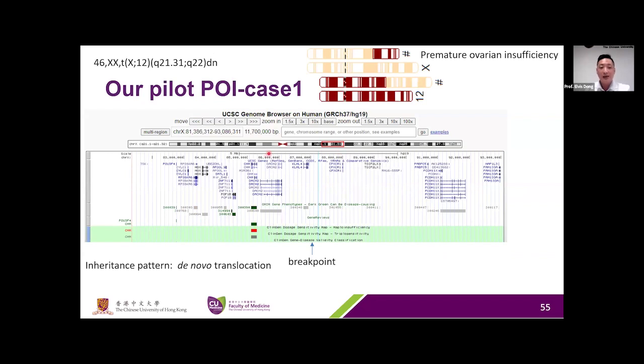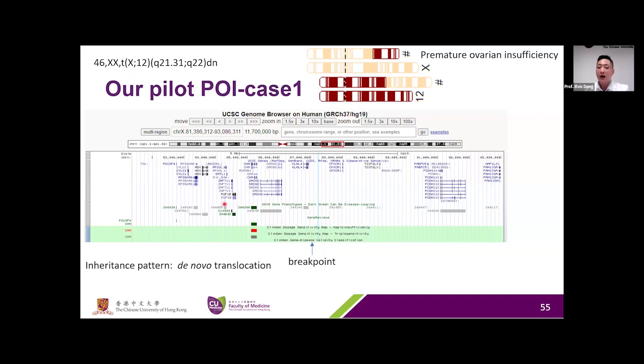This is a case that has a de novo translocation between chromosome X and chromosome 12. You can see, oh sorry, this is a shift. This blue line indicates the breakpoint junction in the case on chromosome X. No gene was disrupted in chromosome X, but we can see the gene DASH2 and POF1B are located nearby. So in the very beginning, we suspected these two genes were dysregulated by the breakpoint junction to explain the phenotype. But unfortunately, they're not expressed.